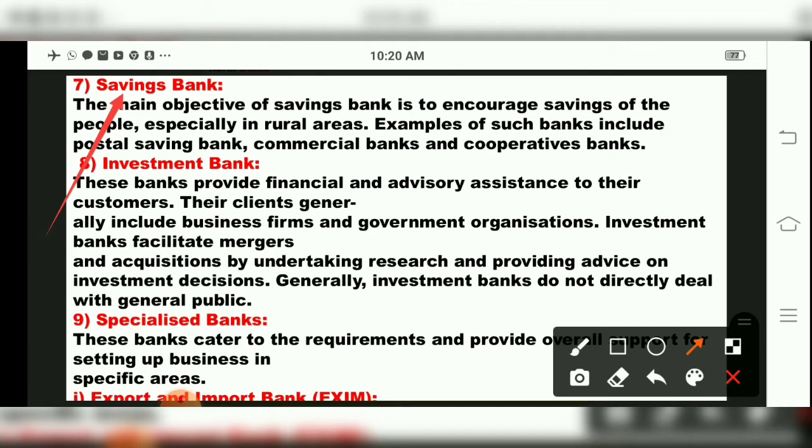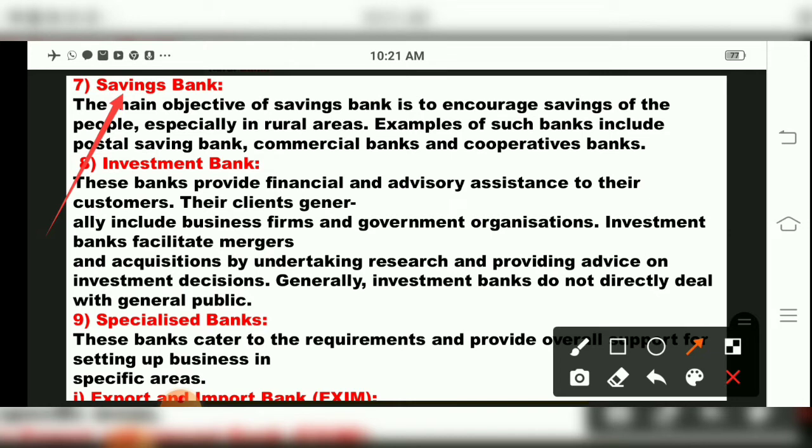So more encouragement for savings has been given by the government by having what? A rate of interest a little bit higher on savings. So the main objective of a savings bank, they have told, is to encourage savings for the people, especially rural people or rural areas, where the government highlighted the point and made them alert that savings should be there. So examples of these banks are postal savings banks. We have the postal savings bank.